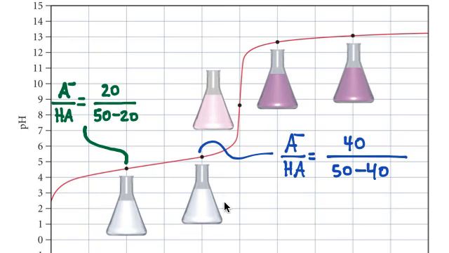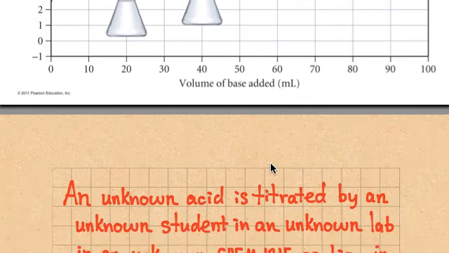So this right here, if it took 50 milliliters to titrate my weak acid, then this portion is 50 minus 20 still to go. So I have 30 to go from here to here, and 20 has been done. It's an interesting idea, but it works.